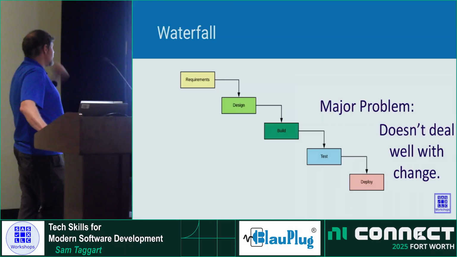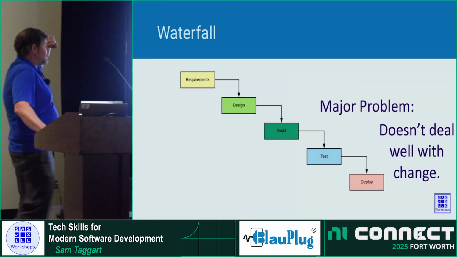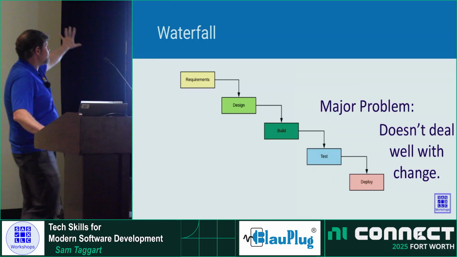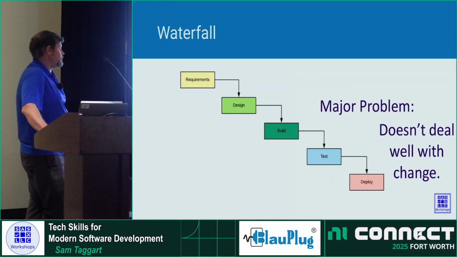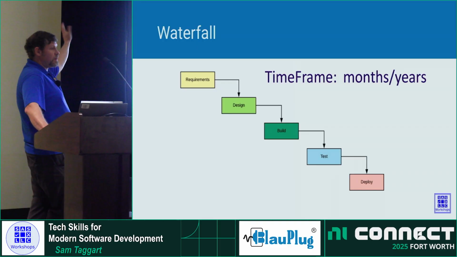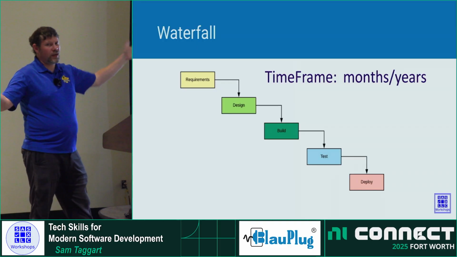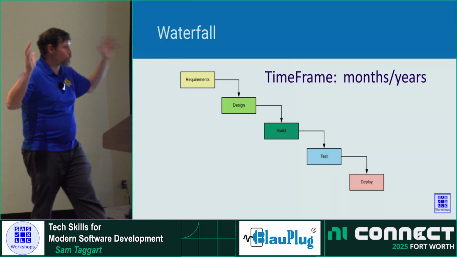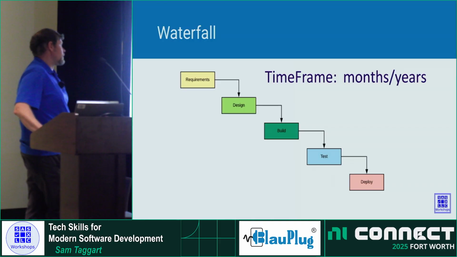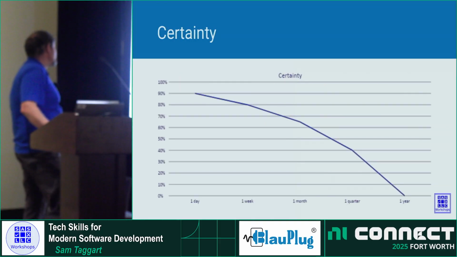Yeah. The biggest problem with working in this way and not working in an iterative way is that it doesn't deal well with change. And the biggest problem is we're trying to plan on a time frame of months or years or quarters and not on a shorter time frame. And it has to do with certainty.